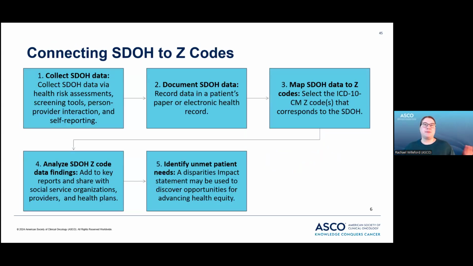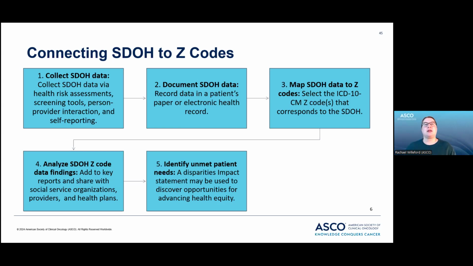It's important for a practice to connect social determinants of health with the appropriate Z codes, and CMS has broken it down into a 5-step process. First, the practice collects the data itself. This can be done with things like health risk assessments, screening tools, person-provider interaction, and patient self-reporting, like those questionnaires that we fill out before our doctor's visits and provider visits. That's collecting social determinants of health data.